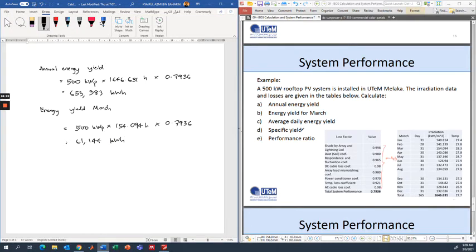And then the average daily energy yield. So simply we calculate the annual 653,383 divided by 365. So we have the answer, 1,790 kilowatt hour.